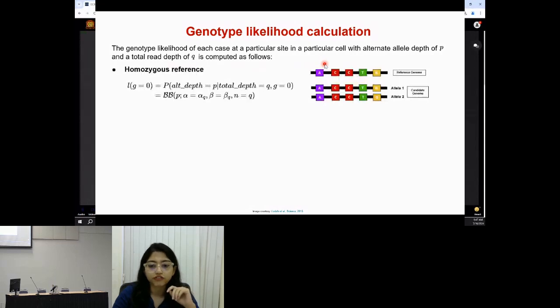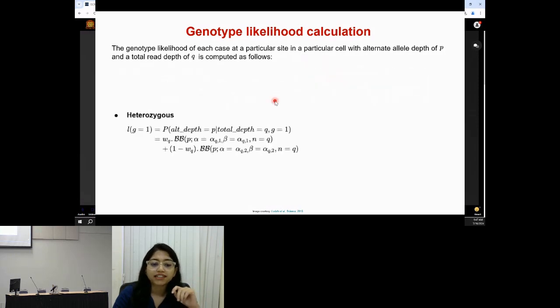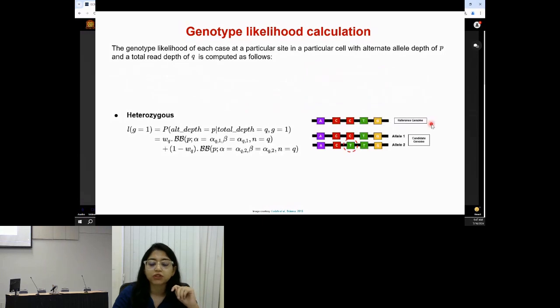Let's take the first case, which is the homozygous reference. In this case, we are not finding any alternate evidence, so that is the case of no mutation at all, which is G equals 0. We are empirically finding that a beta binomial distribution is able to capture this better. So we are modeling the homozygous reference case using a beta binomial distribution with parameters alpha q and beta q.